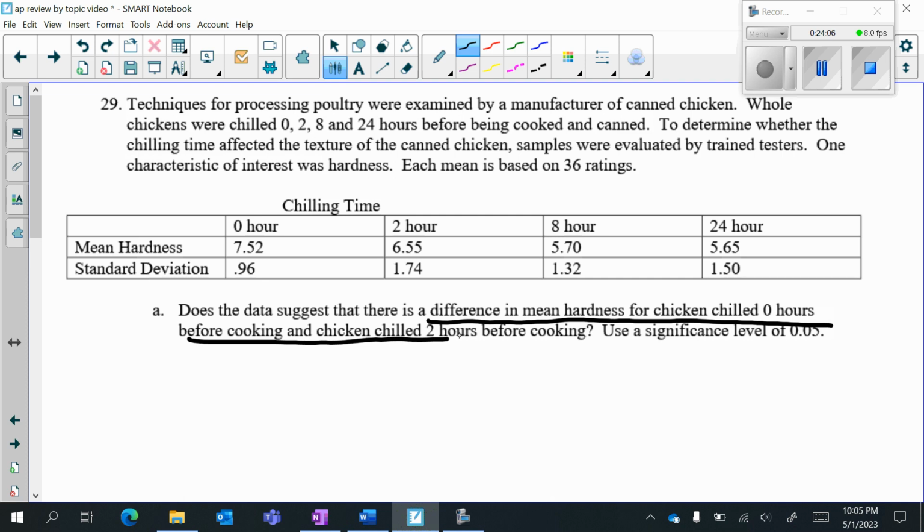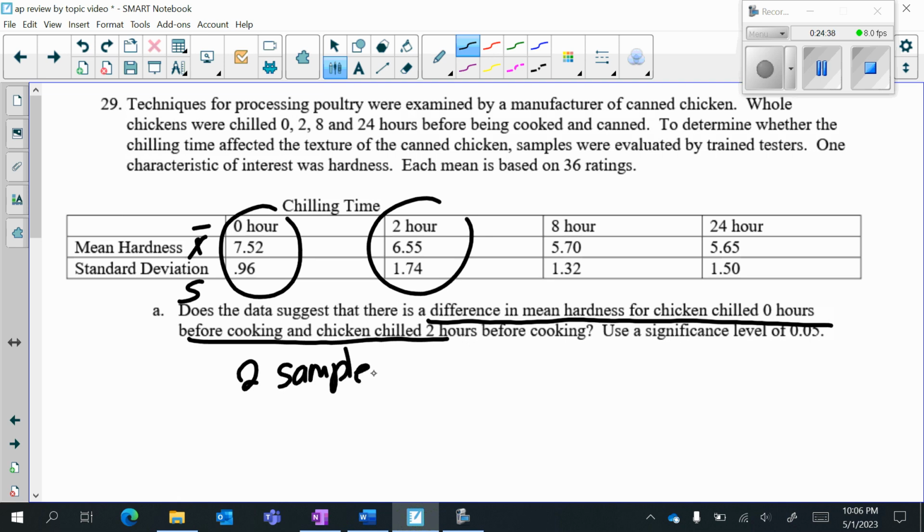So this is where it kind of gets interesting, because you have to decide if this is a two sample mean question or if this is a one sample matched pairs t question. So, difference in the mean hardness for chicken chilled 0 hours before and chicken chilled 2 hours before, okay? Mean hardness, that's x bar, and this is x. This is the mean of the 0 hours and 2 hours, okay? So I'm thinking this is still a two sample t-test.